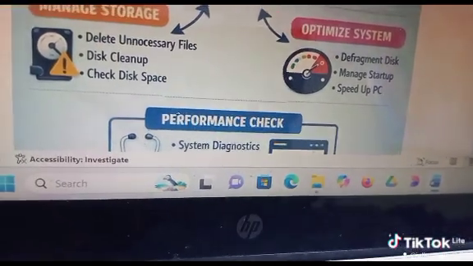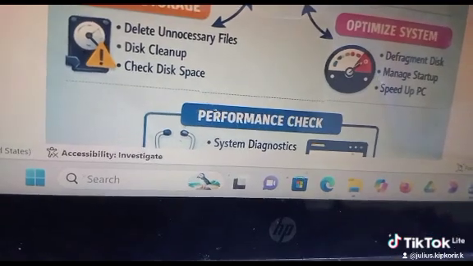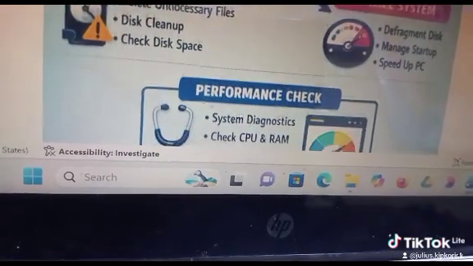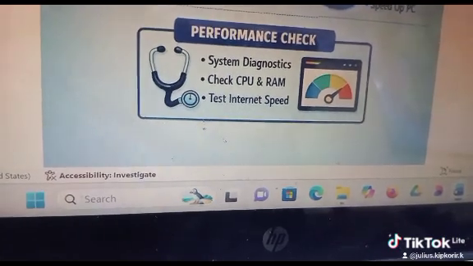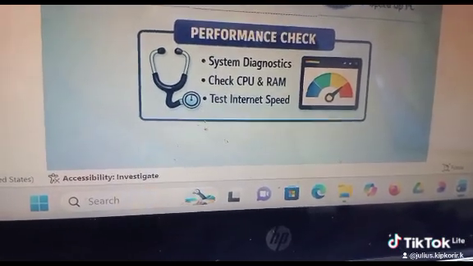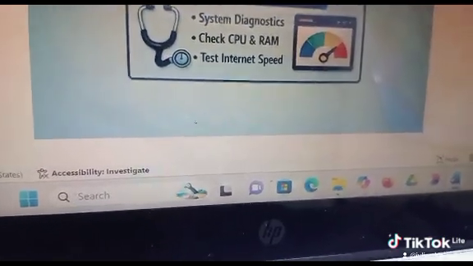the PC. Then we also have performance checks that are normally performed during maintenance. So we have system diagnosis, checking CPU and RAM, and testing the internet access. So basically, that is the introduction.